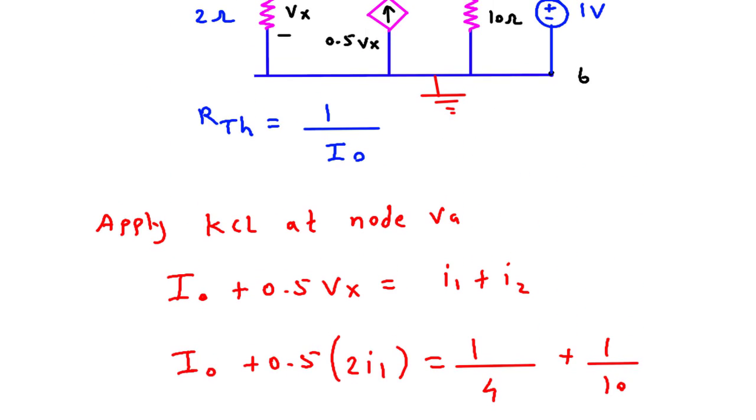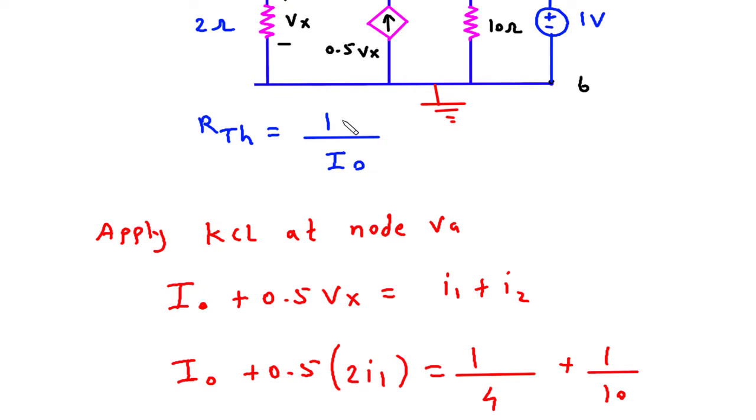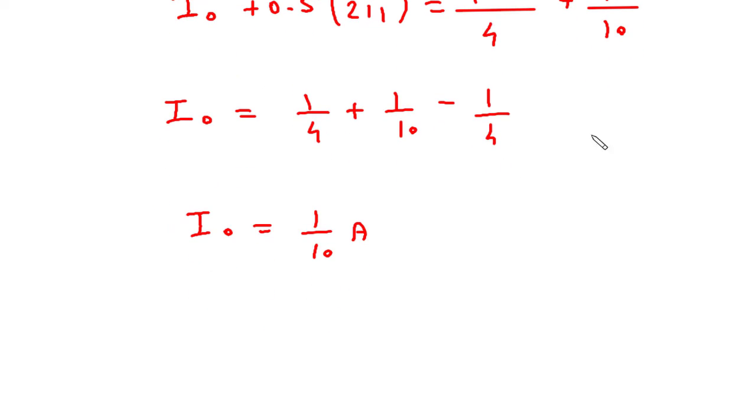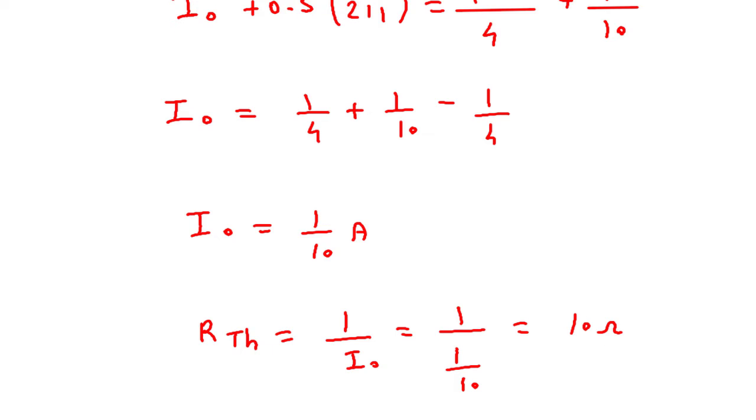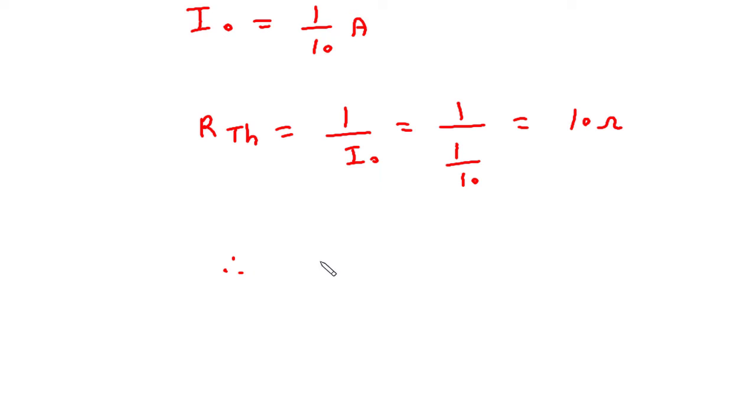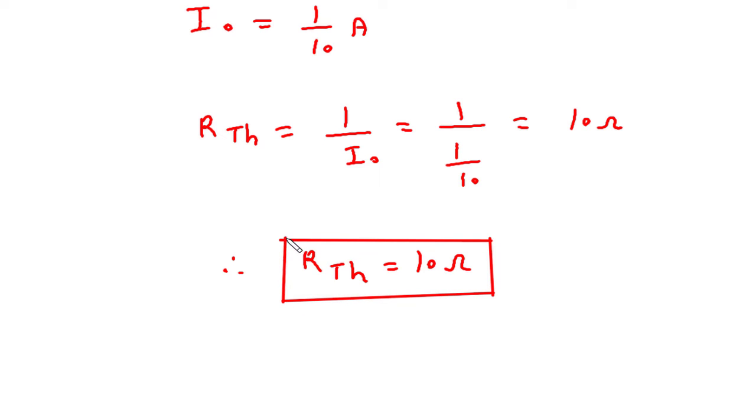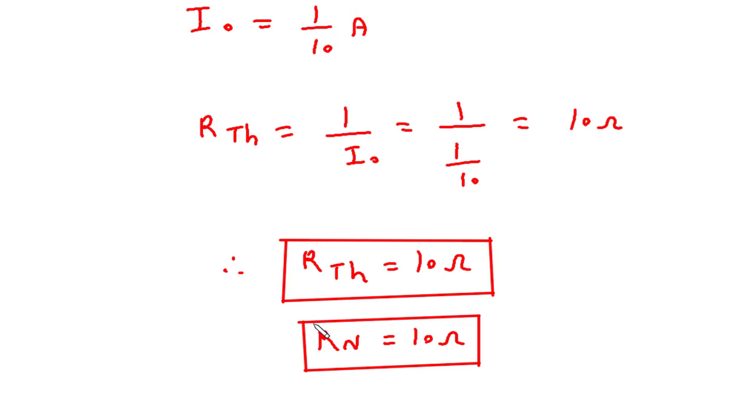Now we have to find RTH, and RTH is equal to 1 by IO. So 1 by 1 by 10 is equal to 10 ohm. Therefore RTH is equal to 10 ohm. Also RN is equal to 10 ohm, because RTH is equal to RN.